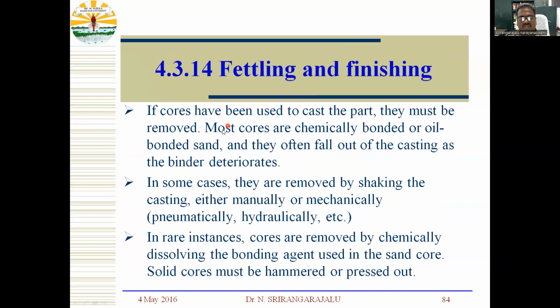In fettling and finishing, if cores have been used to cast the part, they must be removed. Most cores are chemically bonded or oil bonded sand, and they often fall out of the casting as the binder deteriorates. In some cases, they are removed by shaking the casting either manually or mechanically. For larger castings, we can also shake pneumatically or hydraulically. In rare instances, cores are removed by chemically dissolving the bonding agent used in the sand core. Solid cores must be hammered or pressed out.